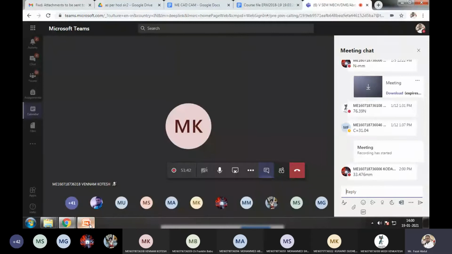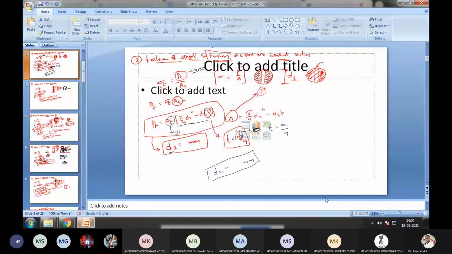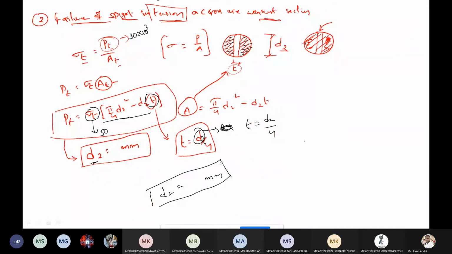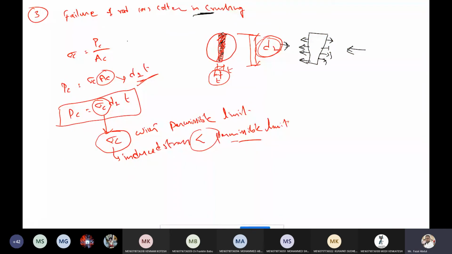33.476, very good. 33.476 mm. Now what is the third point? The third point is failure of the rod or collar in crushing. So already we derived crushing stress equals load by area. What is the load? It is given as 30 into 10 to the power of 3.